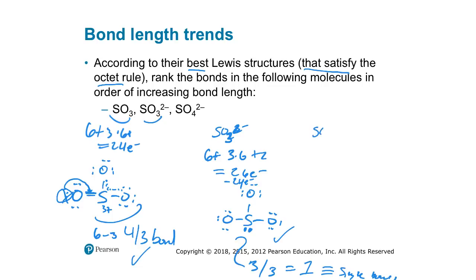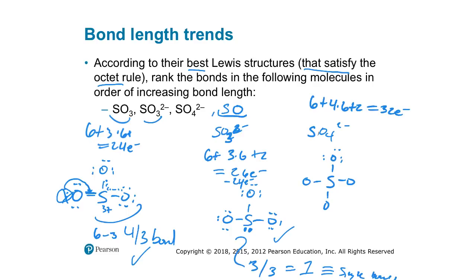SO4 2 minus. I'm going to throw in one more, the SO double bond. Well, we'll see it's double in a minute, but SO. It's kind of like O2, but with sulfur and oxygen. So for SO4 2 minus, central sulfur, 4 oxygens. We didn't add these up, but it's 6 plus 4 times 6 plus 2. That's 32 electrons. So that's electron pairs all the way around. None left over. We're satisfying the octet rule. So we have single bonds.